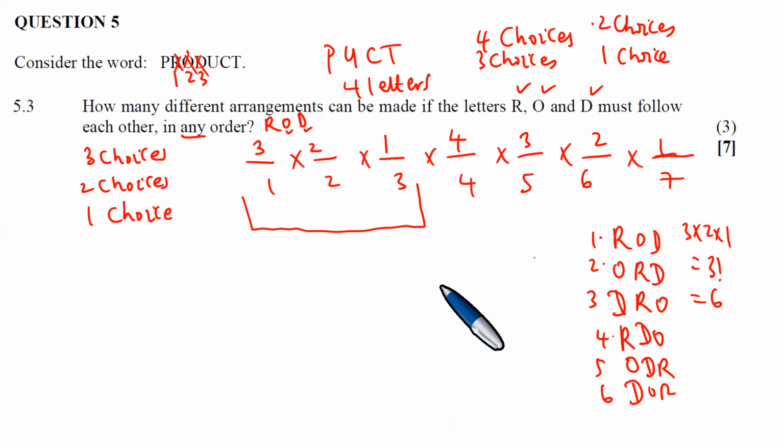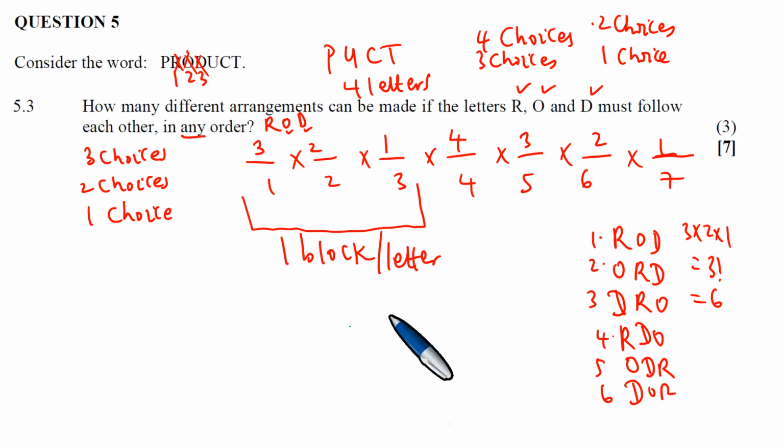So now we have this question for 3 marks. In how many different arrangements can be made if the letters must follow each other? These ones are like one thing. So look at this one as one block. So this is one block or one letter. You can look at them as one thing. So we have, in the end, this kind of an arrangement, where now you have to draw like this.